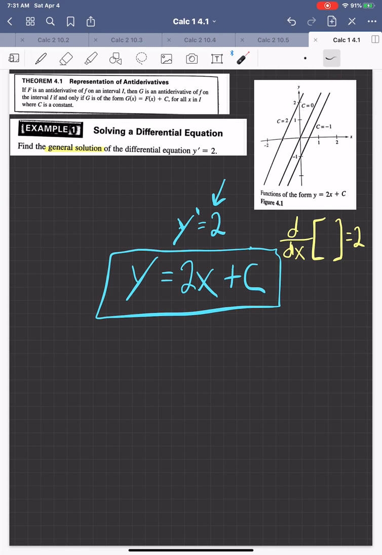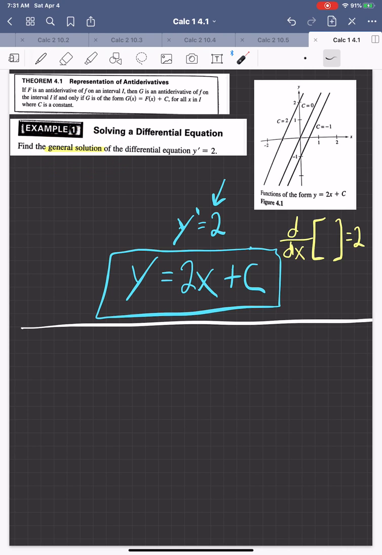Now let me go ahead and rewrite the notation that I was talking about a second ago. The notation that we're going to use, so I'll read the theorem. Actually, let me not forget to talk about what they mean by general solution.